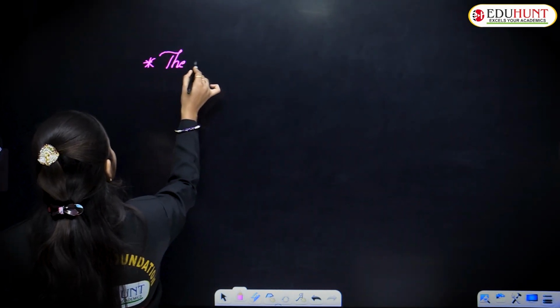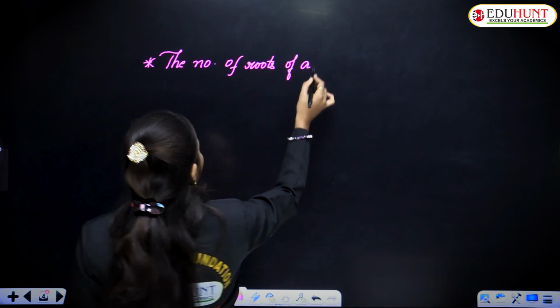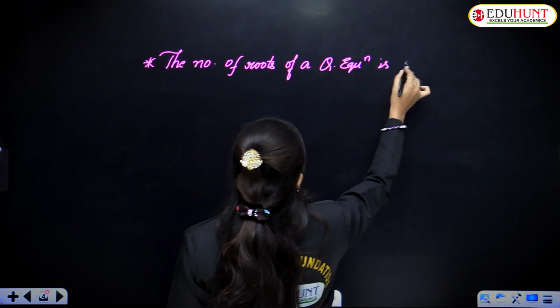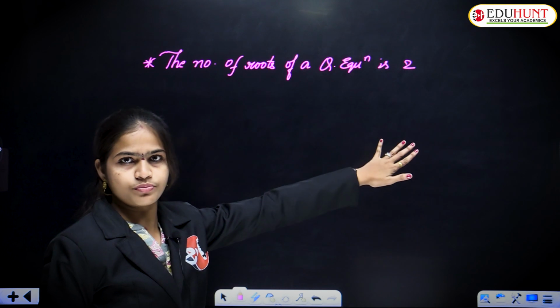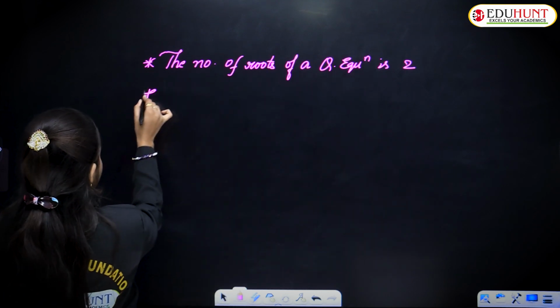The first point is the number of roots of a quadratic equation. So how many roots? Actually we know that the number of roots of a quadratic equation is 2. We know that condition. So that is the first point. So no need to discuss, I think.